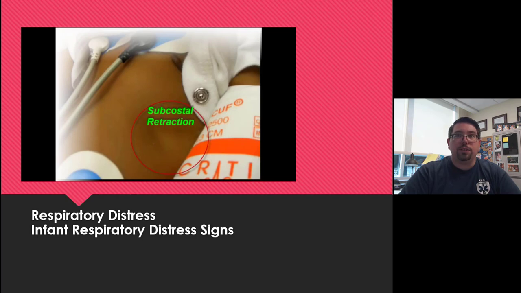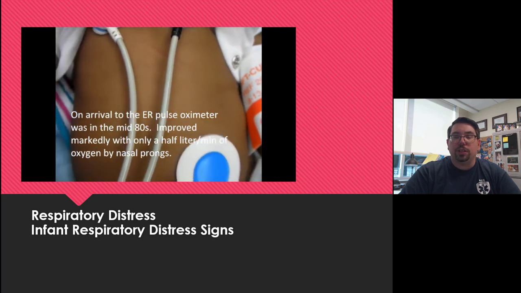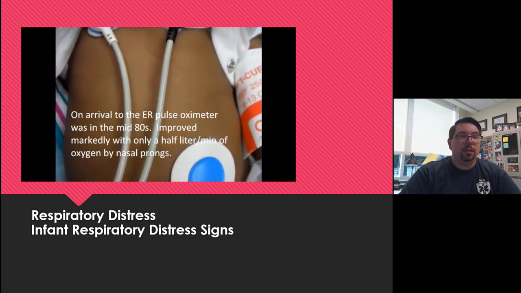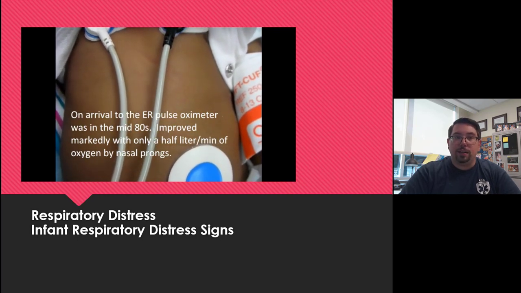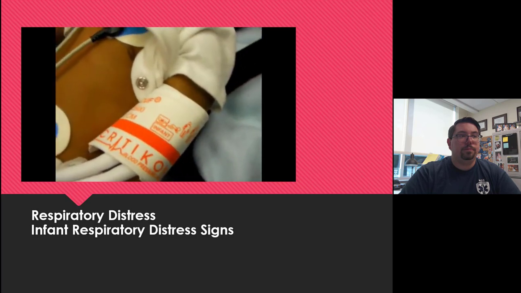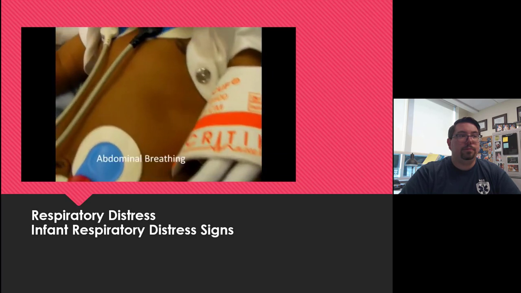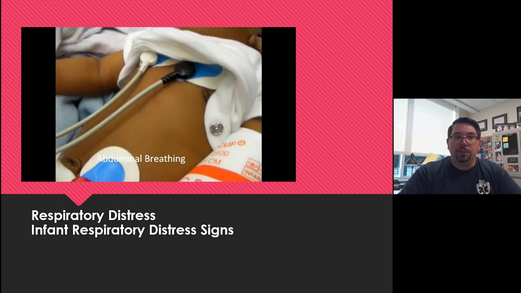The subcostal retractions. Pulse ox originally in the ER was in the mid-80s. Again, we've seen that marked improvement with oxygen delivery. That's how we're again classifying this as respiratory distress. Again, there's that abdominal breathing, that belly breathing. The belly comes up as the chest goes in.